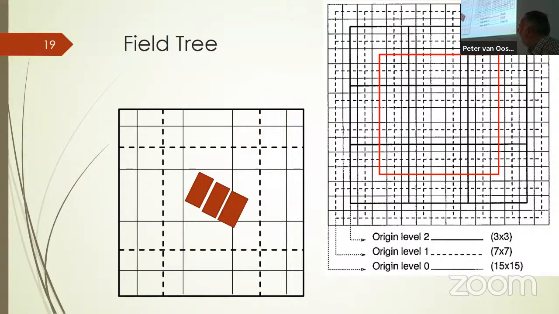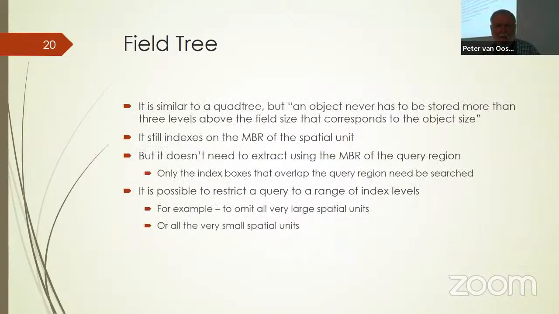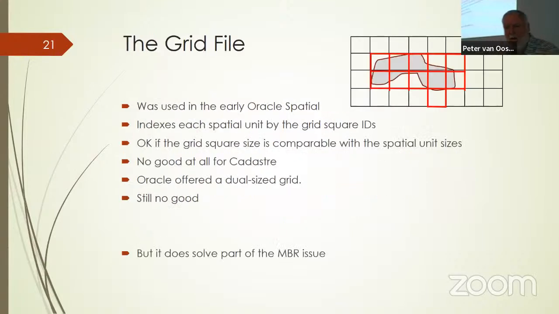by arranging. It's based on the idea of a binary tree, but it moves off by half a unit each time. And it's got the ability to limit the size of a rectangle, the size of a square, that you have to choose to cover your spatial unit. I'll come back to that, but it does still index on a minimum bounding rectangle, but you don't need to do the whole area.